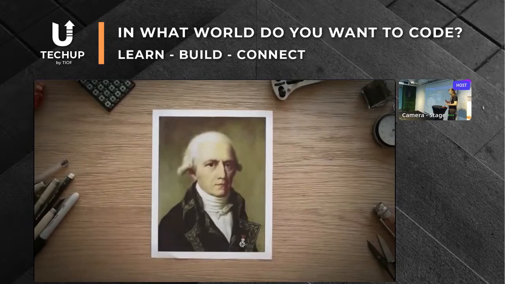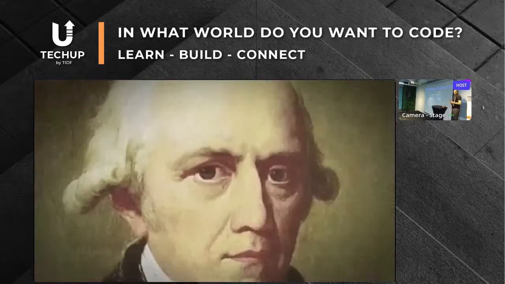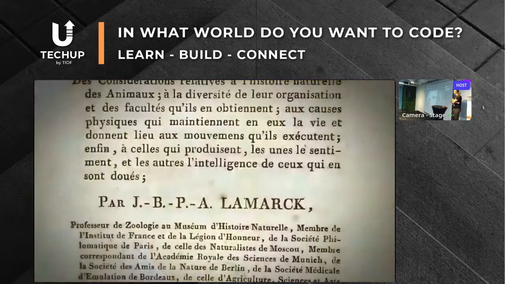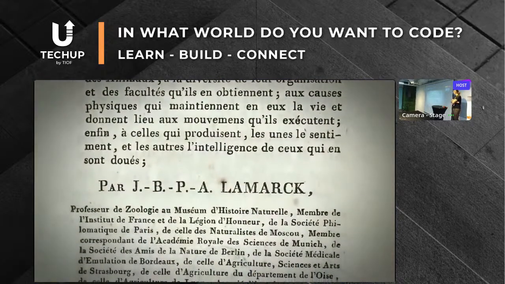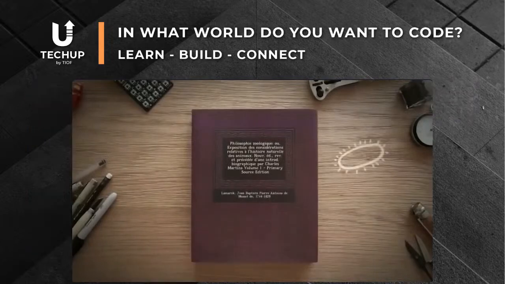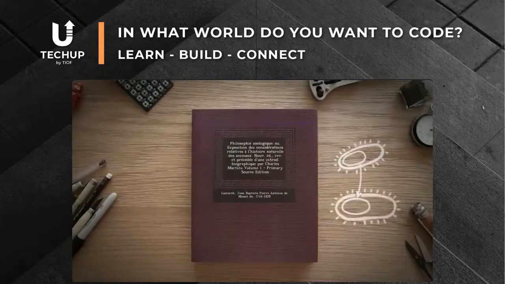This man is Jean-Baptiste Pierre Antoine de Monnet Chevalier de Lamarck. In 1809, 50 years before Darwin published The Origin of the Species, he wrote what is widely recognized as the first comprehensive theory of evolution. His book, De Philosophie Zoologique, introduced the notion of an internal code within every living thing, which, when passed down through successive generations, defined the physiological characteristics of a species.